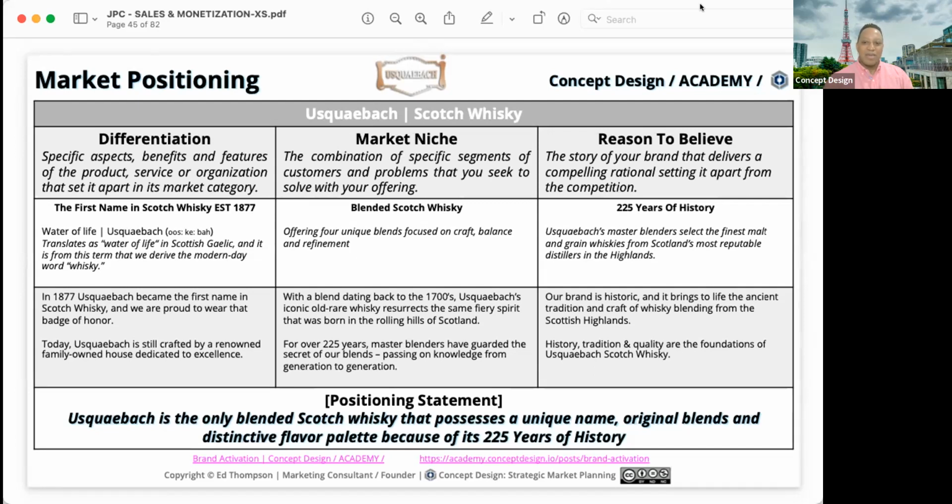And actually the name of this product, Ushkaba, is the original Gaelic for whiskey. Whiskey is the water of life. Ushkaba, whiskey. That is one very unique thing about the brand name. If you want the original whiskey, we get to say, hey, you're drinking it.